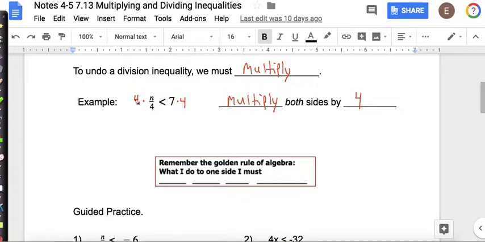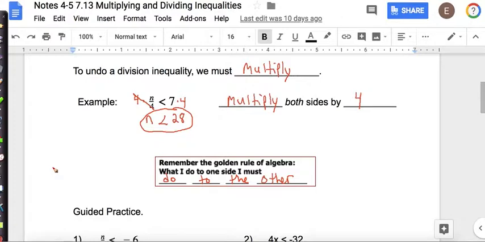Because we're doing the inverse, these are going to cancel. Remember, n divided by 4 is like 1/4. So we're multiplying by 4 using the multiplicative inverse property. So this is a 1 in disguise. n is less than 7 times 4, which is 28. So n is less than 28. Remember the golden rule of algebra: what I do to one side, I must do to the other.